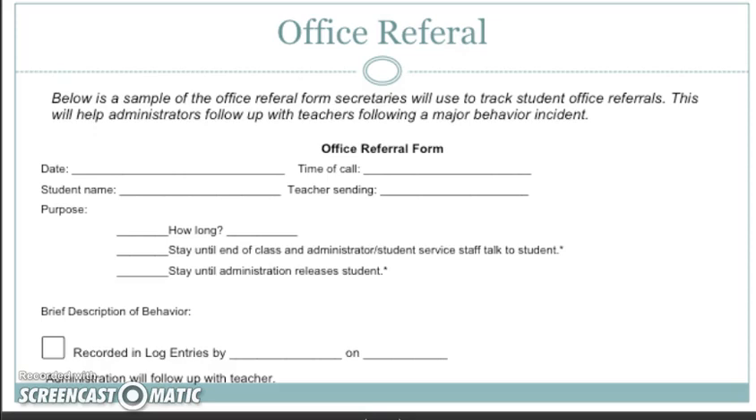Depending upon the severity of the situation, the staff member may state that the student stay in the office until the end of the class period or until administration releases the student. You will share this with the office staff member upon the phone call. Additionally, a brief description of the behavior is required during the phone call. Administration or designee will enter the behavior major utilizing the referral intake form.